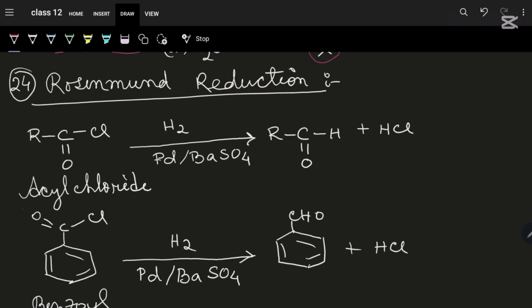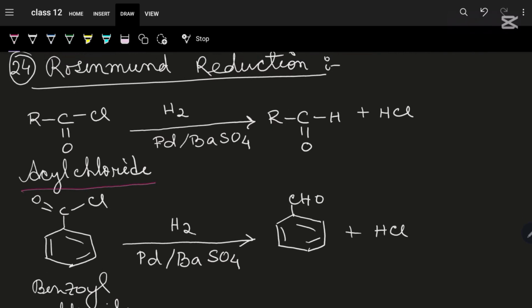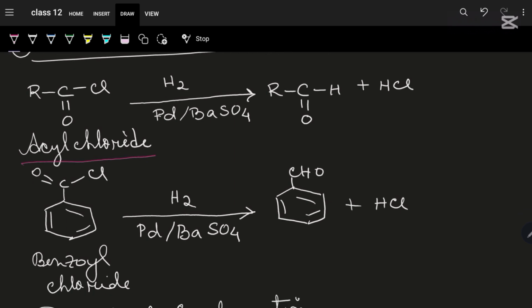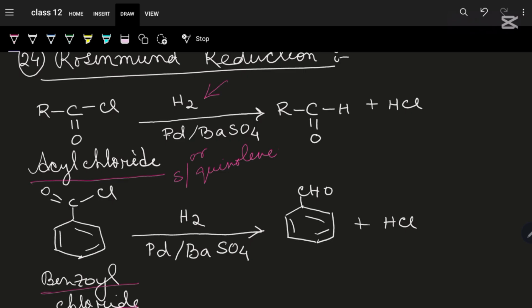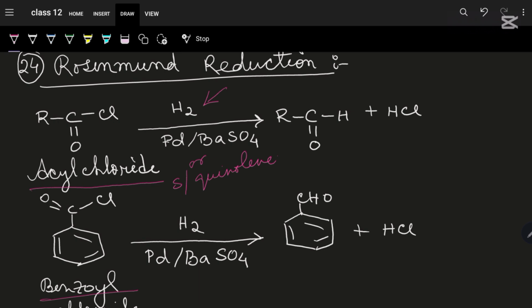Rosenmund reduction is over acyl chloride. It can be RCOCl or ArCOCl, which is benzoyl chloride, and reducing it, so plus H2 in presence of Pd, BaSO4 or sulfur quinoline. These are the catalyst poisons, and you obtain RCHO, aldehyde, or ArCHO. Why do you need catalyst poison? So that the aldehyde doesn't get reduced to primary alcohol, because you know that the reduction of aldehyde gives primary alcohol. So reduction is done in a controlled manner.